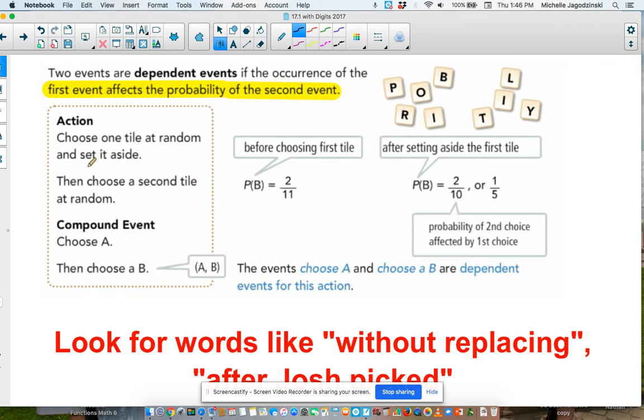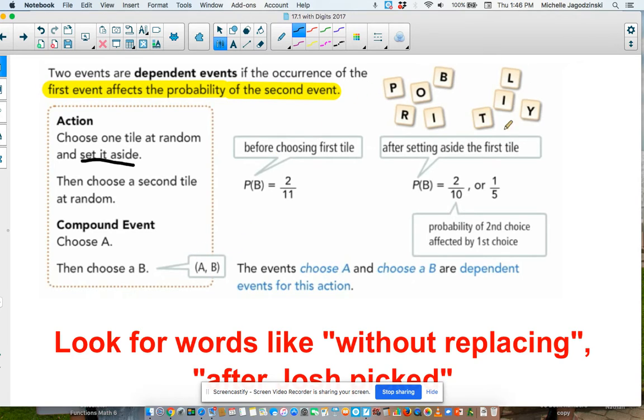aside. Ooh, set it aside. Am I putting it back in the bag? No, it is not going back. And so it says then choose a second tile at random. And our compound event this time is an A and a B.